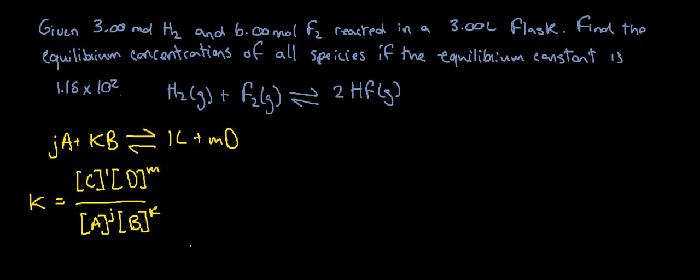Given 3 moles of H2 and 6 moles of F2 reacted in a 3-liter flask, find the equilibrium concentrations of all species if the equilibrium constant is 1.15 times 10 to the second. This is a very standard equilibrium problem. I already have the equation, I already have the constant. Product is HF. Reactants H2 and F2.